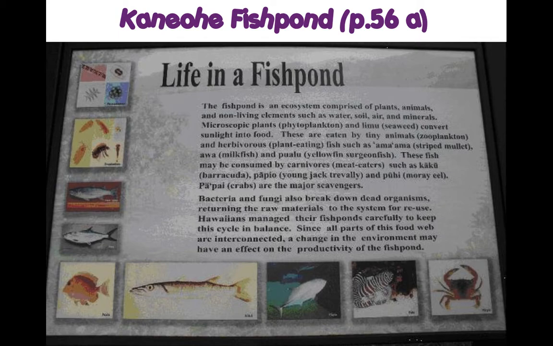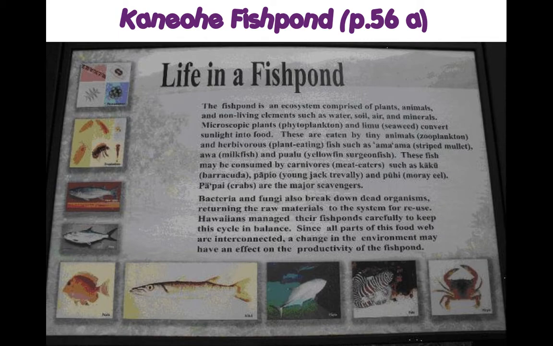Microscopic plants, phytoplankton, and limu, seaweed, convert sunlight into food. These are eaten by tiny animals, zooplankton, and herbivorous plant-eating fish such as ama, the striped mullet, the ava, milkfish, and poalu, yellowfin surgeonfish. These fish may be consumed by carnivores, meat eaters, such as kaku, barracuda, papio, young jack trevally, and puhi, moray eel.